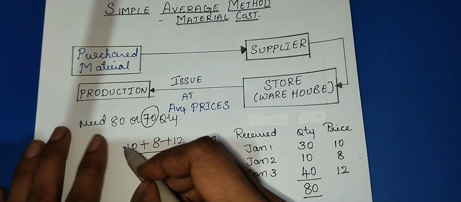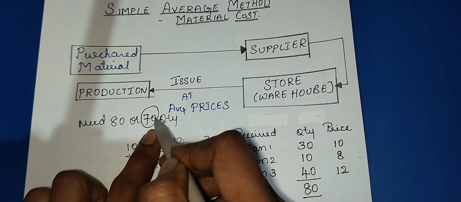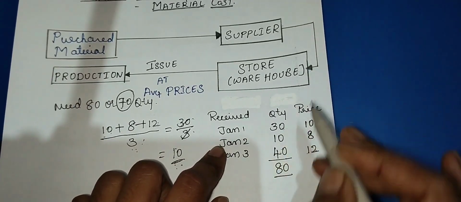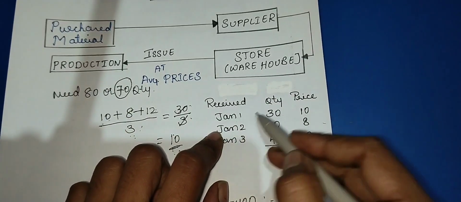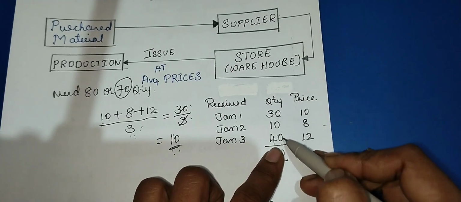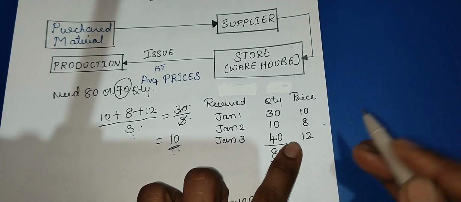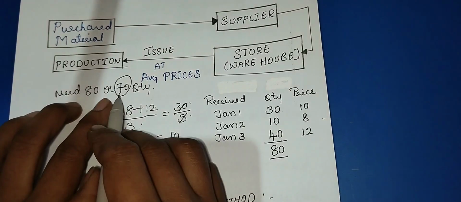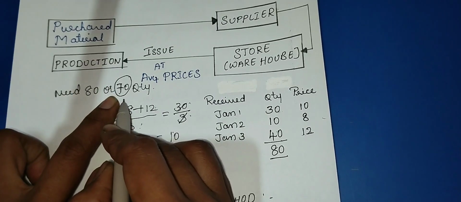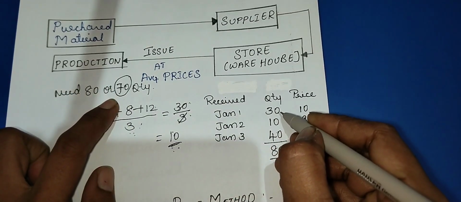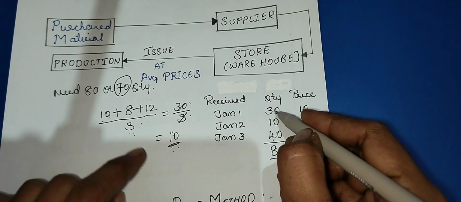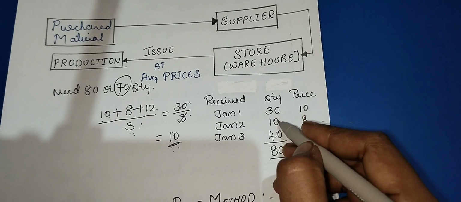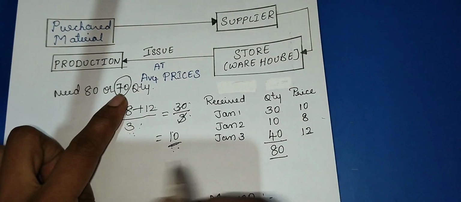See here, we have an example. When the production department requested for 70 quantity, this is the order in which they received material into their warehouse. Jan 1st, 2nd, 3rd: 30, 10, 40 quantities at different rates. So the total quantity received is 80. Now the production department requests 70 quantity. So how will you get the 70? You take 30 plus 10 and 30 from here, right? So you have taken three different rate quantities.